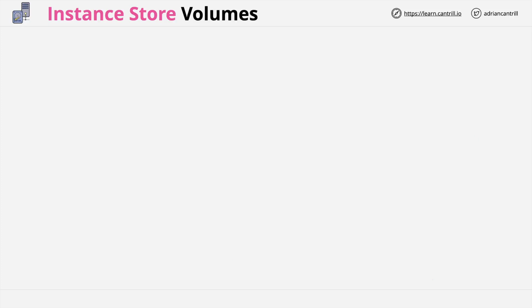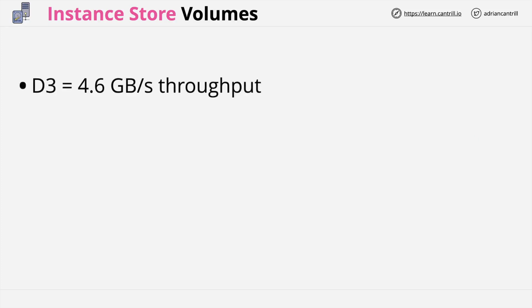I won't consume your time by going through every example, but some of the higher end figures that you need to consider are things like if you use a D3 instance, which is storage optimized, then you can achieve 4.6 GB per second of throughput. And this instance type provides large amounts of storage using traditional hard disks, so it's really good value for large amounts of storage. It provides much higher levels of throughput than the maximums available when using HDD-based EBS volumes.